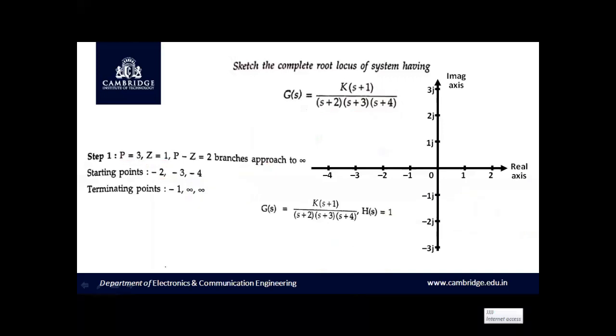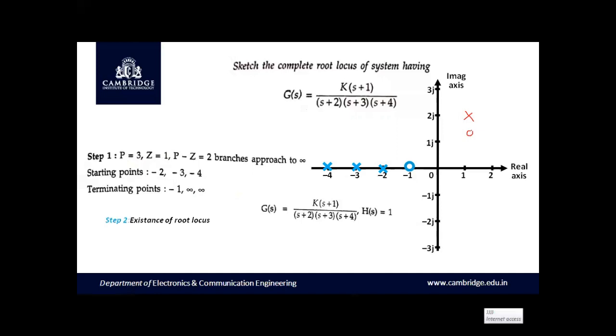Now let us mark the location of poles and zeros in the s-plane. We have a pole at s equal to minus 2, at s equal to minus 3, and a pole at s equal to minus 4. And also we have a zero at s equal to minus 1. Poles are represented by a cross mark and zeros are represented by a small circle. Let us move on to step number 2.